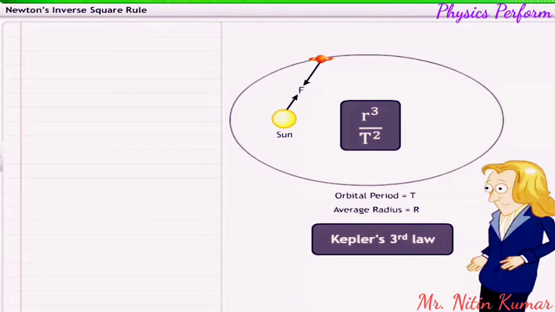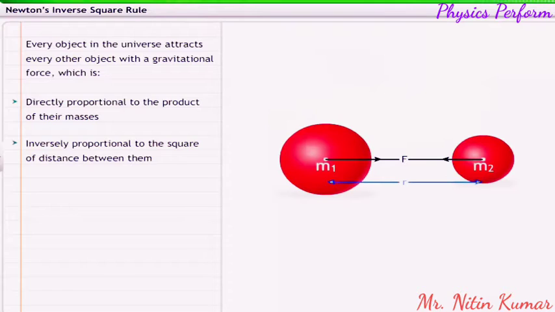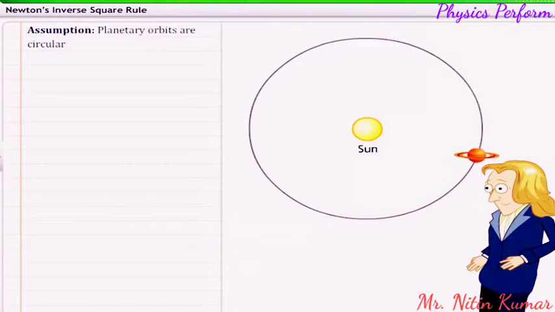In deriving the expression for the gravitational force of attraction between two bodies, Newton used Kepler's third law of planetary motion. This helped him conclude the second part of the relationship known as Newton's inverse square rule. This rule states that the gravitational force F between two bodies is inversely proportional to the square of the distance between them. In deriving the inverse square law, Newton assumed that the planetary orbits are circular.